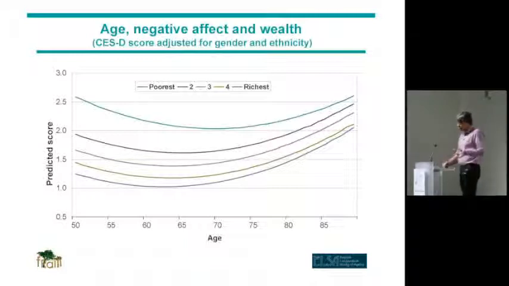So I've talked about two types of transition that happen to us as we grow older. One is about death of spouse or death of partner. The other is about our own health and how that impacts on our well-being in later life. And I've pointed to how these are related to socioeconomic position.